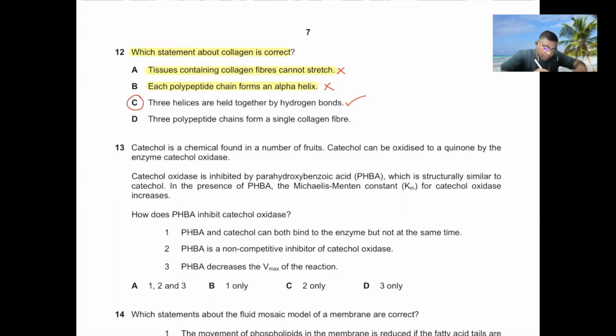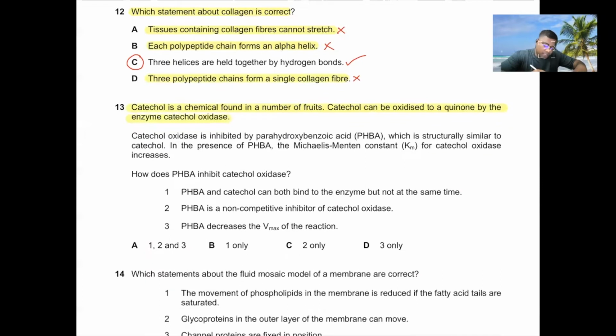Let's see option D. Three polypeptide chains form a single collagen fiber. No, that is obviously not correct. Question number 13. Catechol is a chemical found in a number of fruits. Catechol can be oxidized to a quinone by the enzyme catechol oxidase. Catechol oxidase is inhibited by para-hydroxybenzoic acid, PHBA, which is structurally similar to catechol. In the presence of PHBA, the Michaelis-Menten constant Km for catechol oxidase increases.